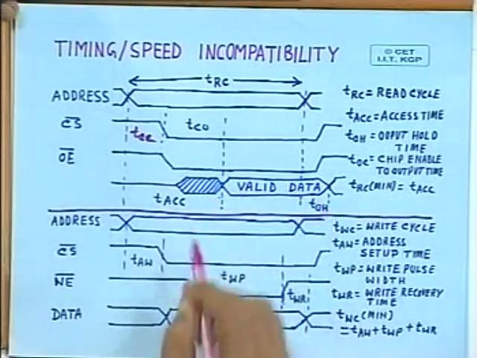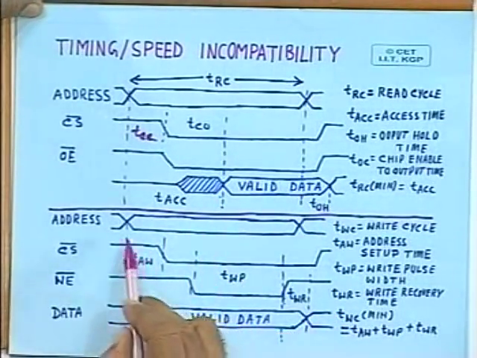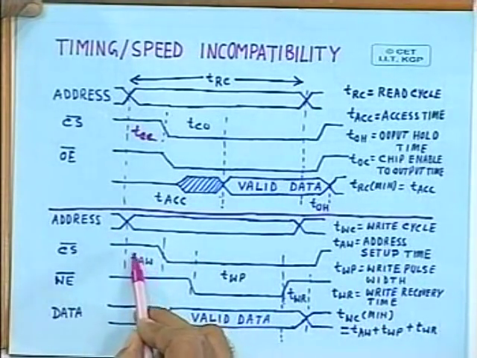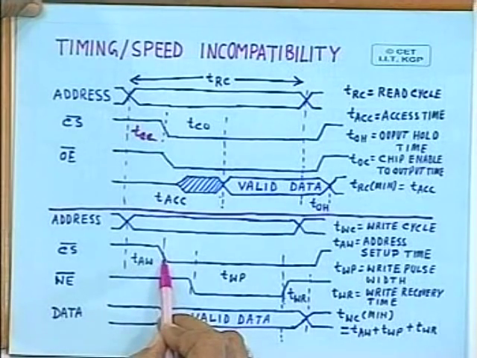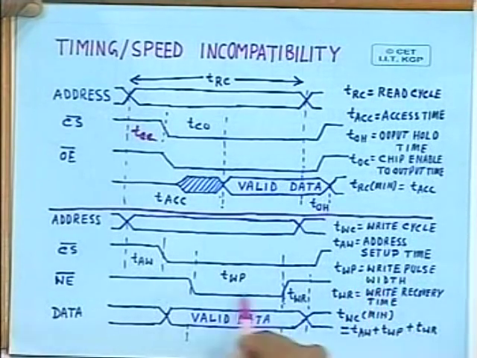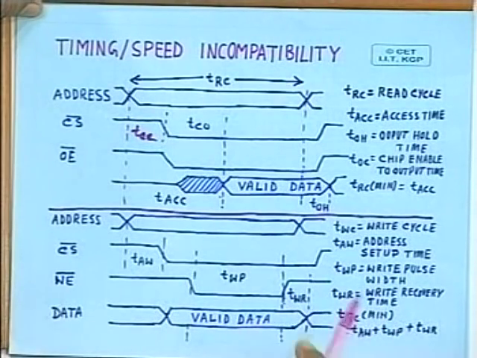Similarly, whenever you are performing a write, you will take some time: the address setup time for generating the chip select signal, then TWP, which is the write pulse width that you require for writing data, and then you get valid data.